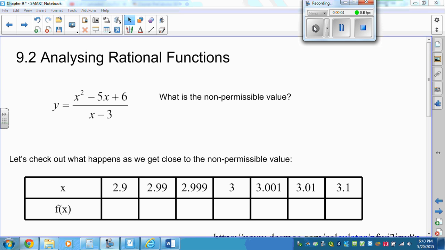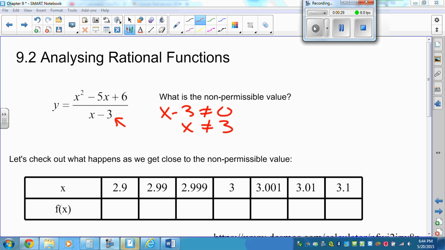Section 9.2, analyzing rational functions. Okay, so here we have a rational function, x squared minus 5x plus 6 over x minus 3, but we have a non-permissible value. There's a value of x, namely 3, that would make the bottom be 0. And our definition of a rational function said we can't have 0 on the bottom.